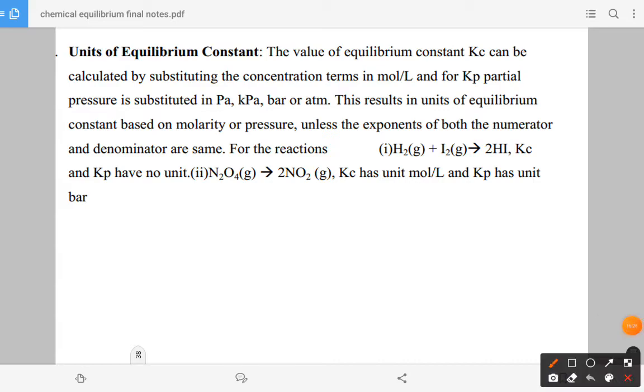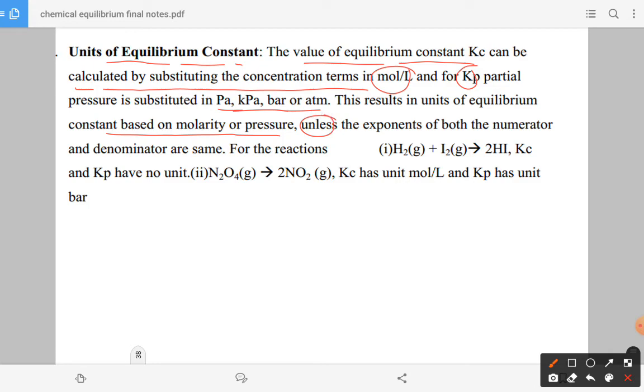So, units of equilibrium constant. The value of equilibrium constant Kc can be calculated by substituting the concentration terms in moles per liter, and for Kp you are going to use Pascal, kilopascal, bar or atm. This results in units of equilibrium constant based on the molarity or pressure, unless the exponents of both the numerator and denominator are the same.